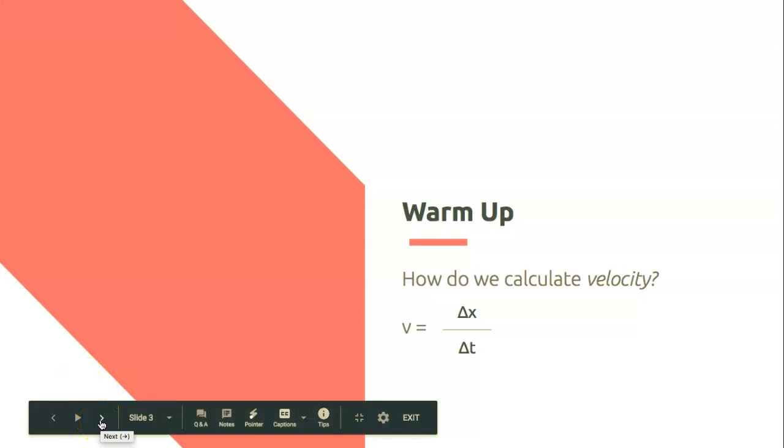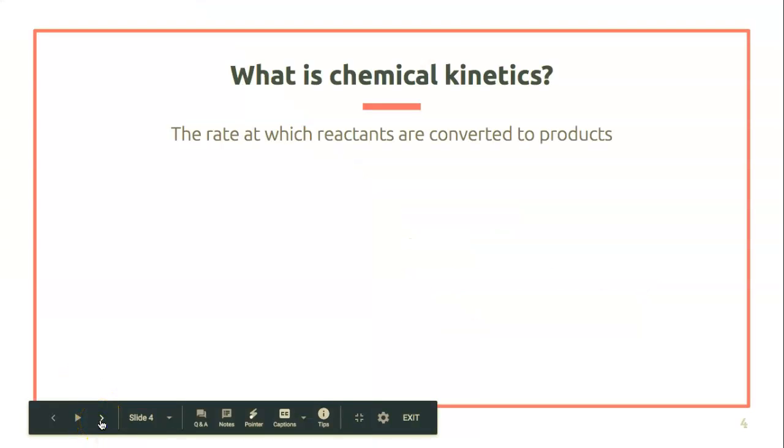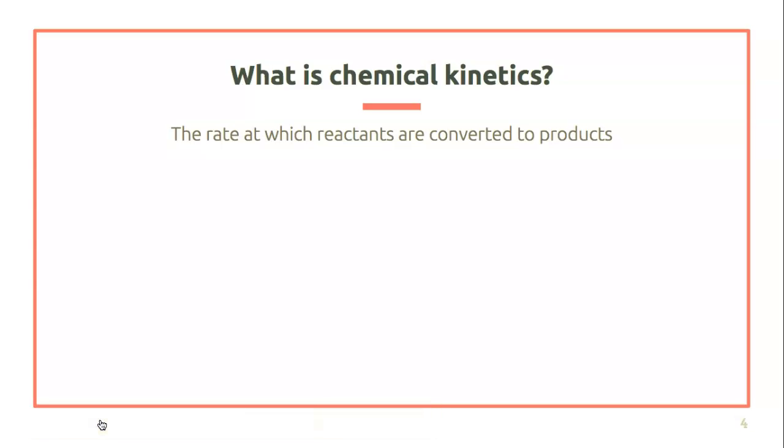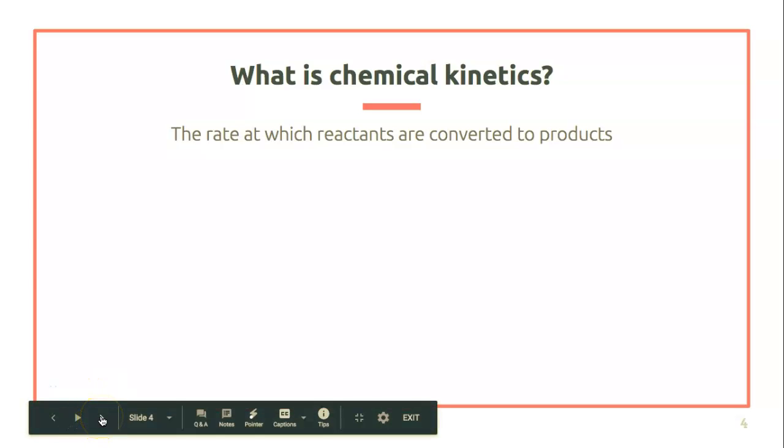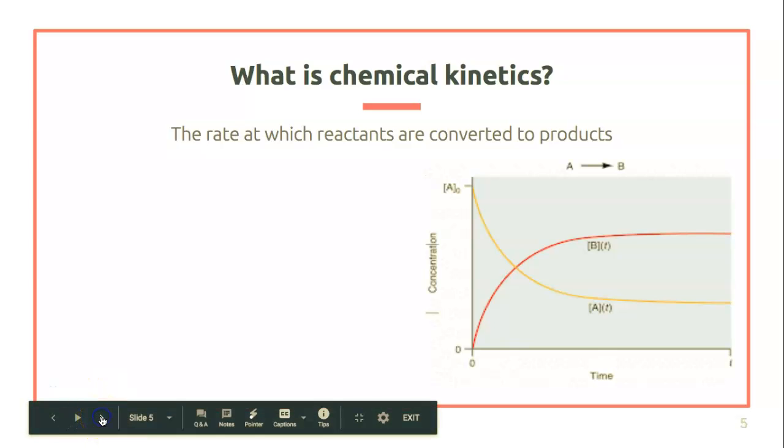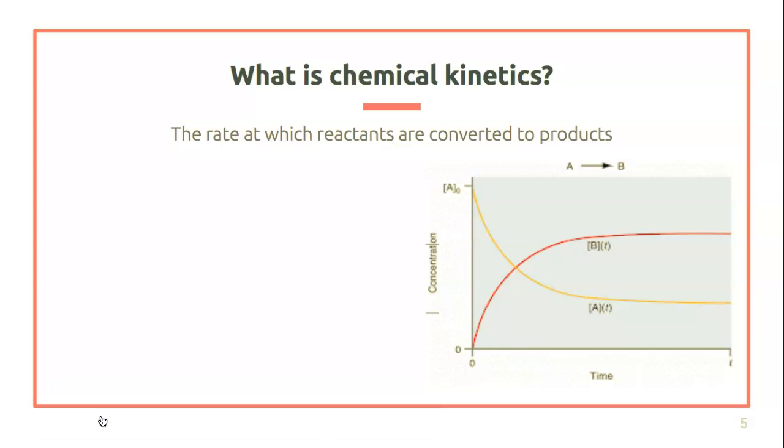And why is that relevant? Well, when we're talking about chemical kinetics, we're talking about the rate at which reactants are converted into products. And when we're talking about that, we use a formula that looks an awful lot like our distance formula. But I brought this little graph up, and it is of a fictional decomposition of substance A into substance B.